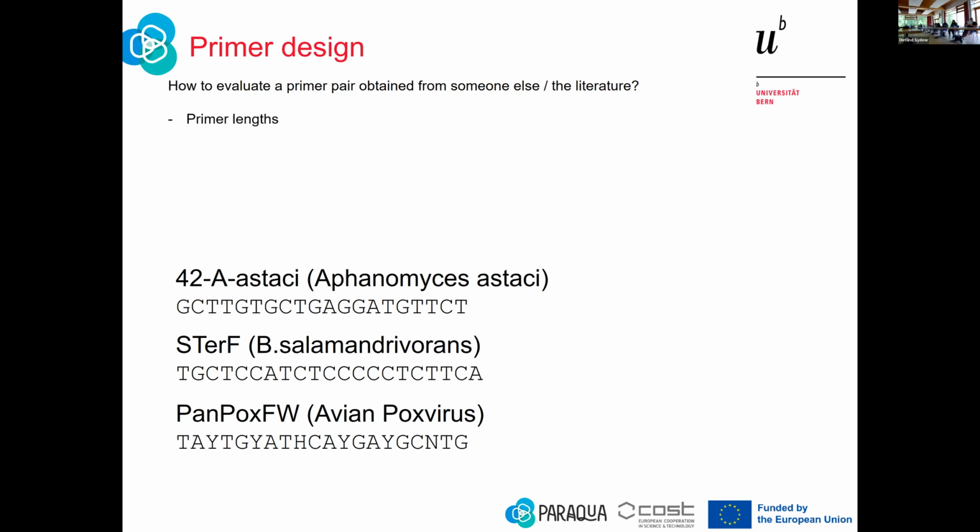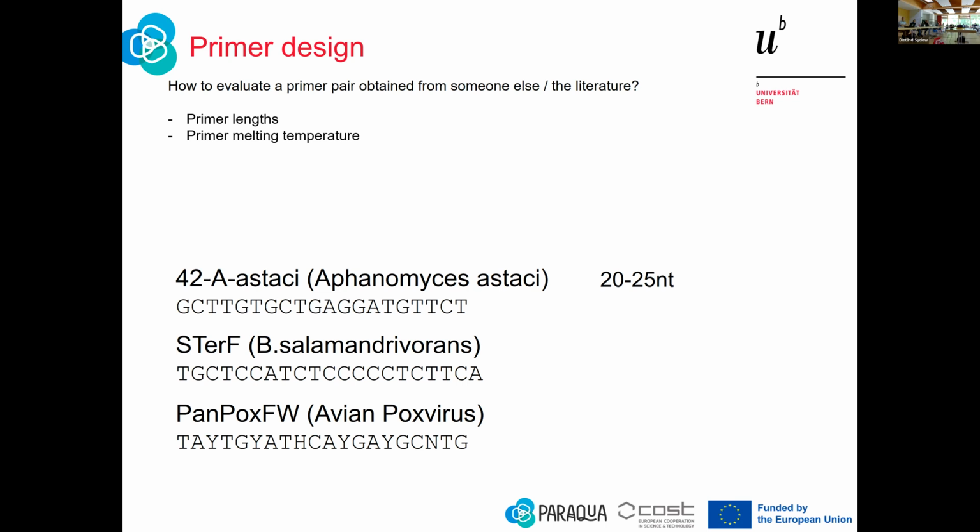One of them is primer length. Good primer length is 20 to 25 nucleotides, then you're usually specific and still don't need crazy temperatures in PCR for melting. So when we look at these primers, they all kind of fit these criteria, 20 to 25, that's good.